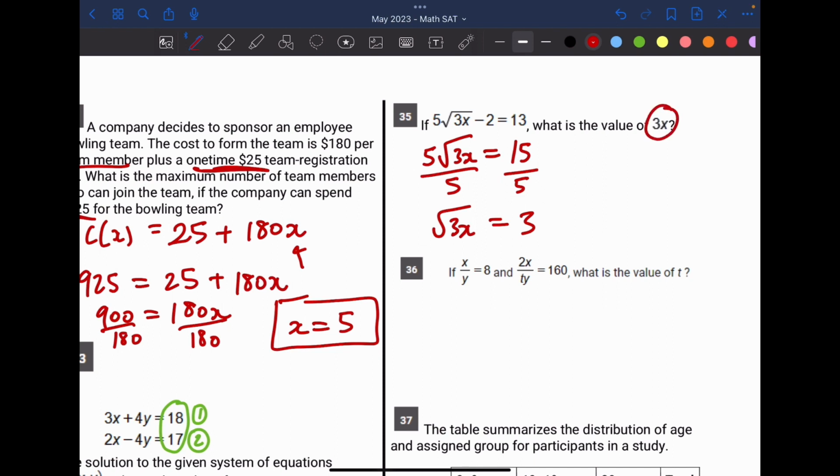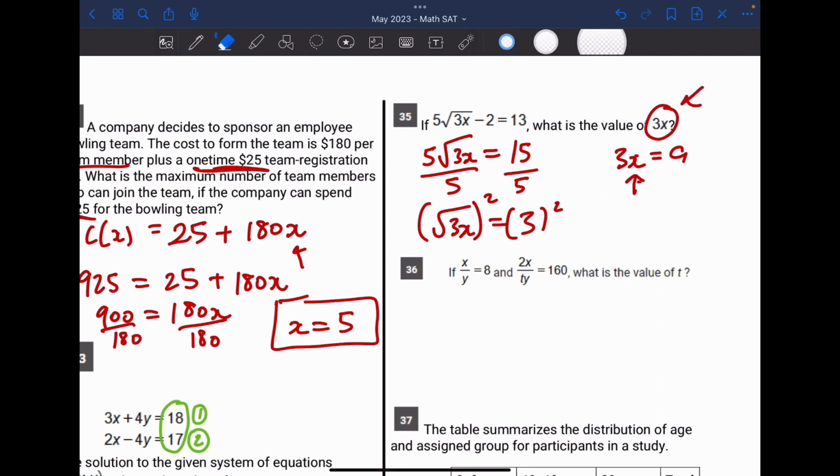And we want 3x, so let's square both sides to get rid of the square root. So square like this, and then you'd have 3x is equal to 3 squared, which is 9. So let's stop here, because we're not solving for x. We're solving for 3x. So 3x is equal to 9, that's it. This is the answer, and we're done.